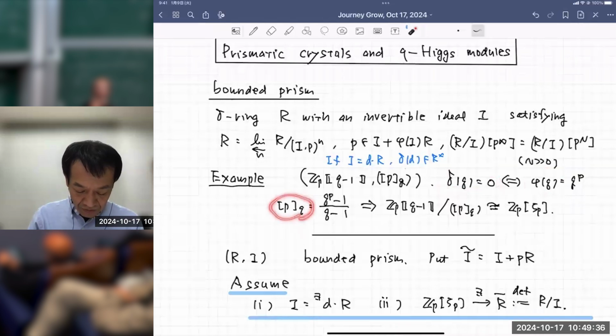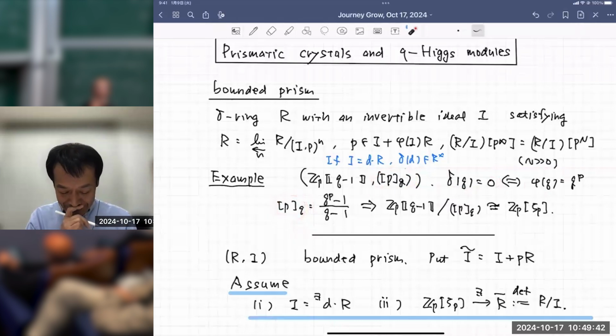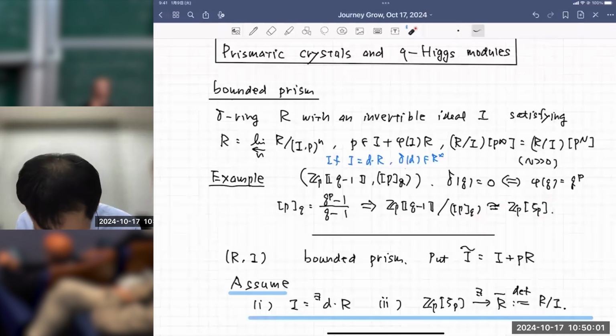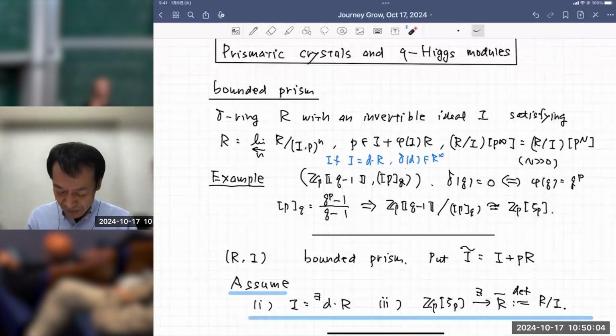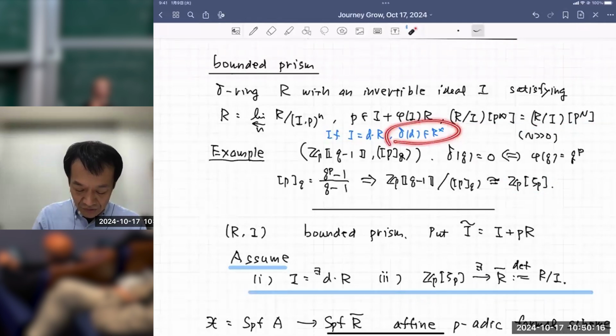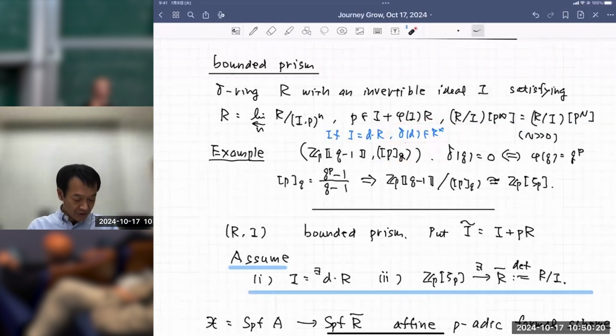The q-analog of p, [p]_q, is actually the cyclotomic polynomial for p-th roots of unity. So if you take the quotient, you get the ring over Z_p obtained by adjoining a primitive p-th root of unity. This is p-torsion free, so this satisfies this condition. And you can also check this for this [p]_q.